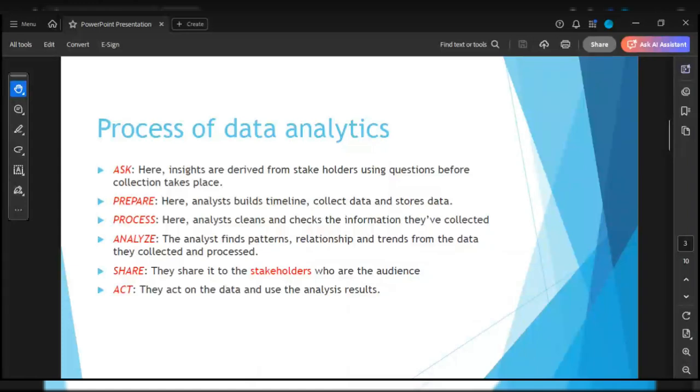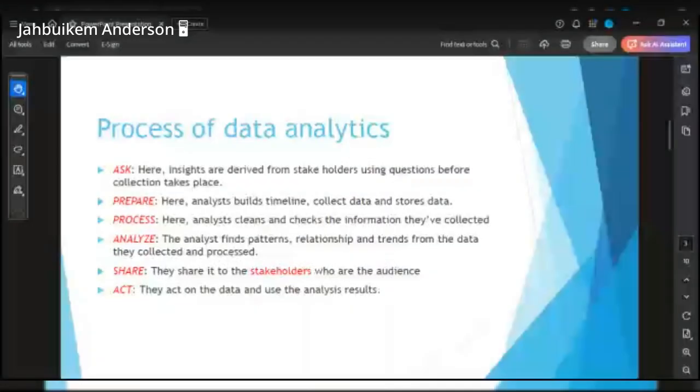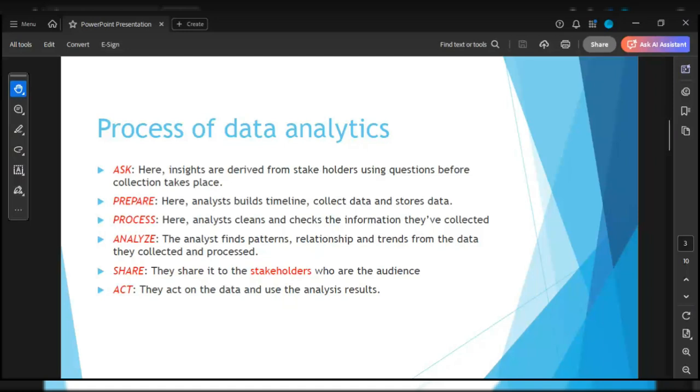You will now share it with the stakeholders, who are your audience. And at the end of the day, it is expected that they act on the data and use that analysis result you've made to make data-driven decisions. Remember, at the end of your analysis, you are going to tell your stakeholders that we are to implement ABC strategy for us to get XYZ results. That is a recommendation after your conclusion. It is up to them, who are your stakeholders, to know whether they are going to act upon that result or not.